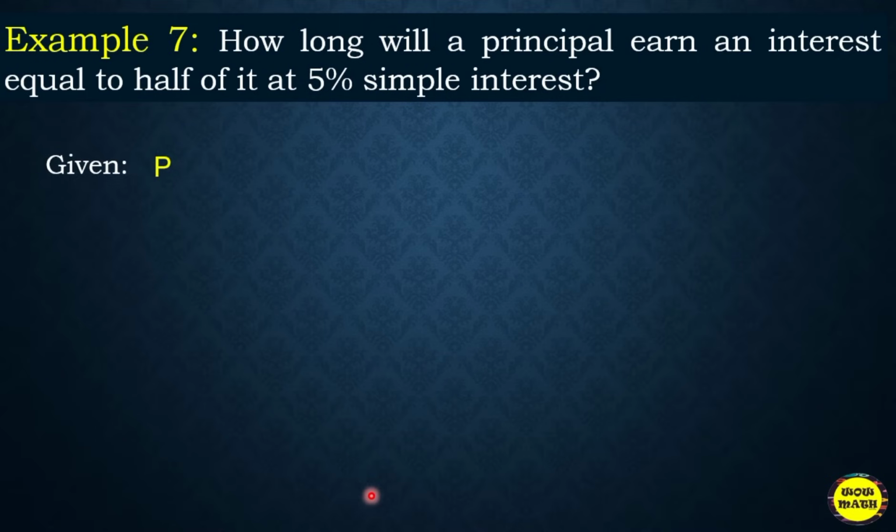So, given amount for principal is wala tayo, so that's still P lang. So, R is 5%. 5% converting to decimal, that is 0.05. And yung I natin, sabi daw, mag-i-earn ng interest equal to half of the principal amount. So, half or one half of the principal amount. Kaya one half P. Since walang given yung principal amount natin, lagay lang natin yung P dyan. Or, one half is equal to 0.5. So, that is 0.5 P.